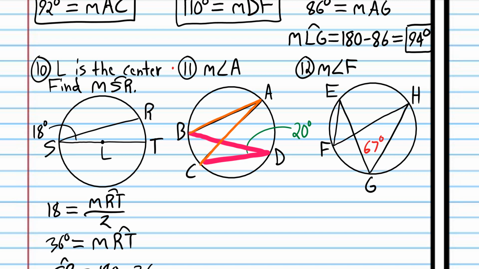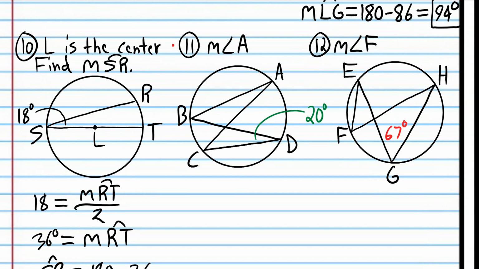Both of their intercepted arcs are BC. So what that means is that because they have the same intercepted arc, the actual inscribed angles must be equal also. Now we could come up with a theorem for that, but it's so obvious that I don't really think I need to write a theorem.